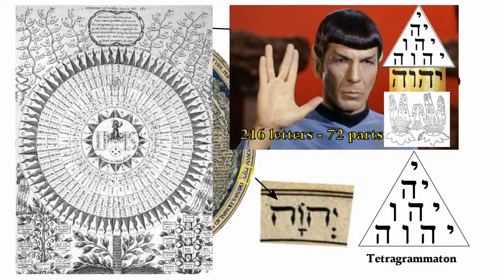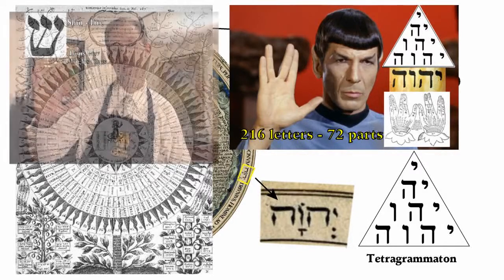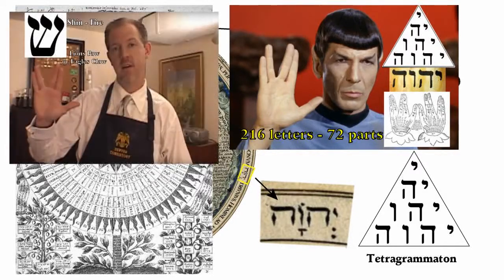But in regards to the Tetragrammaton, in Kabbalist tradition, it's a name of God. So we have 72 parts, or 216 letters, and you'll notice that the depictions of this, well, that's where it comes from.